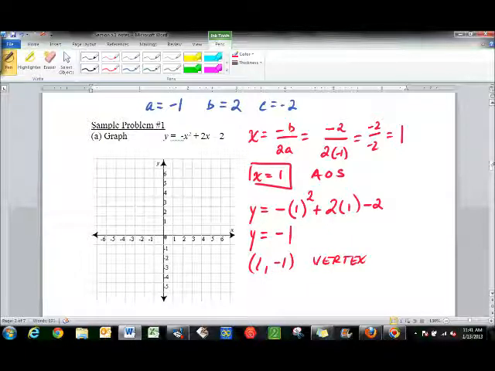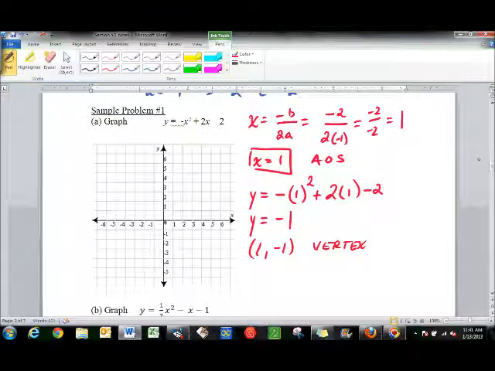So the very first thing that I want to do is graph those two parts. So I'll represent the axis of symmetry with just a little highlighted vertical line. You can use a little dotted line if you like. Then I'm going to graph the vertex, 1 and negative 1. So there you have it.